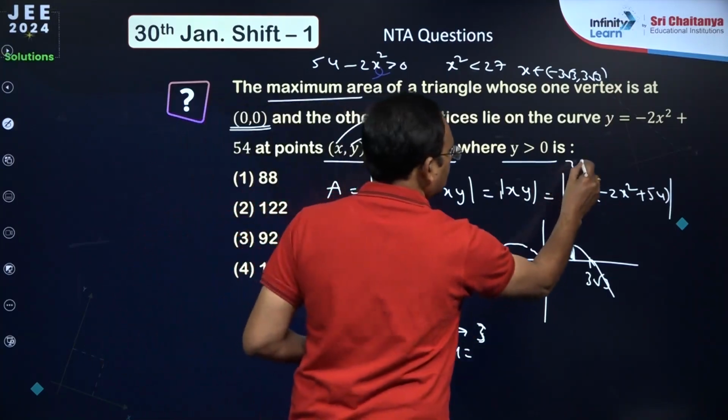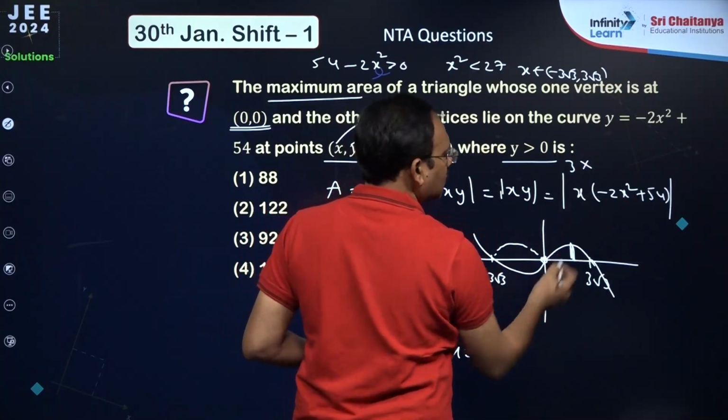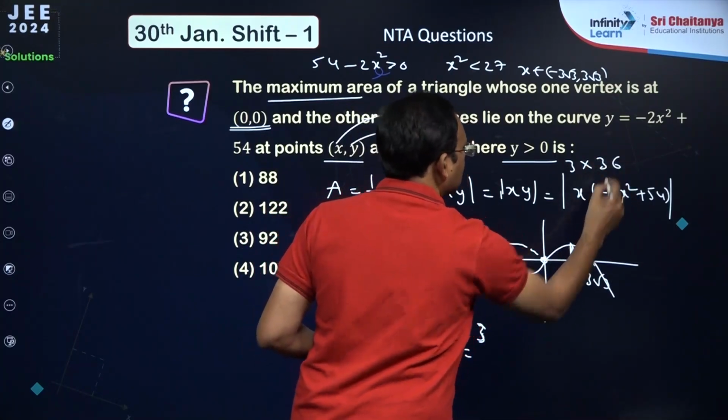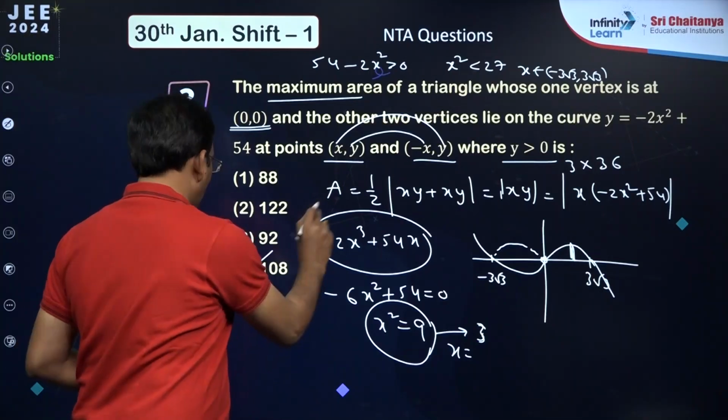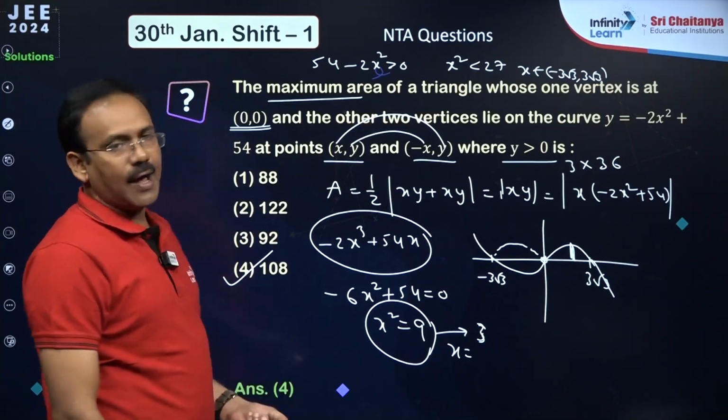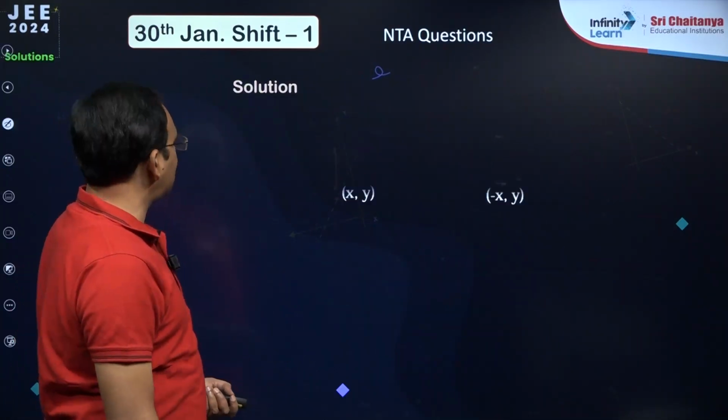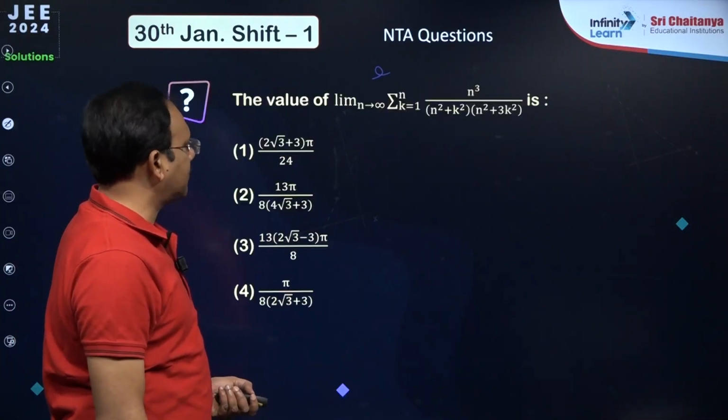You can substitute 3 here, so it is minus 18 into 36, my dear friends. So 54 minus 36, which is going to be 108, is going to be the answer, option 4. Right, dear students? The same thing is expressed here.